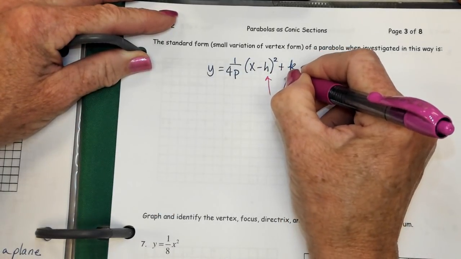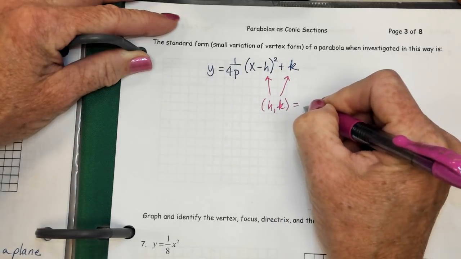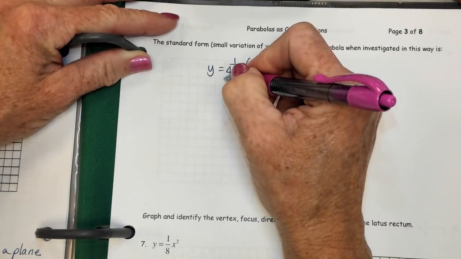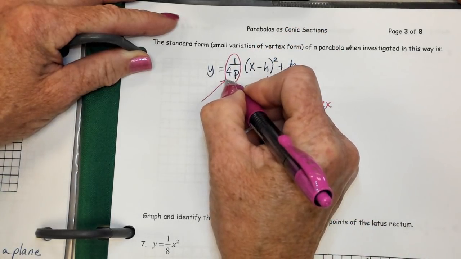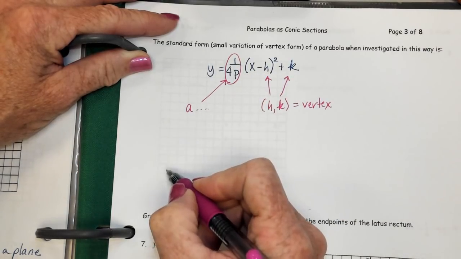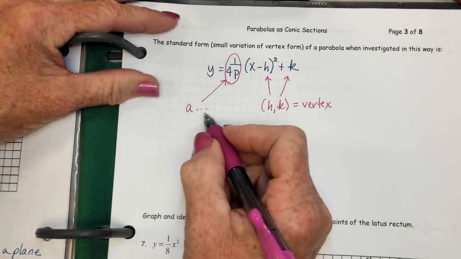The (h, k) still tells us the vertex. This whole fraction, 1 over 4p, that's what used to be the a. It tells you whether there's a vertical stretch or compression, and it tells you if the parabola opens up or down.